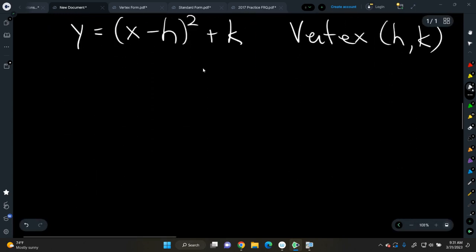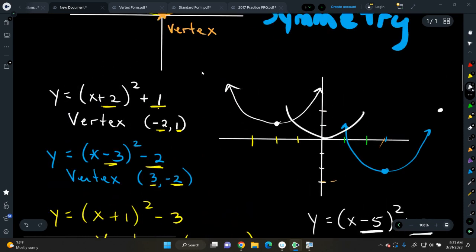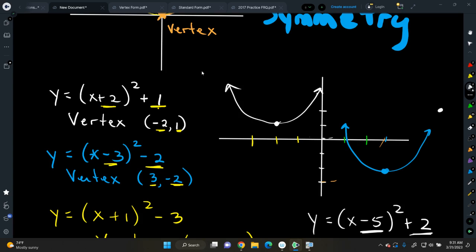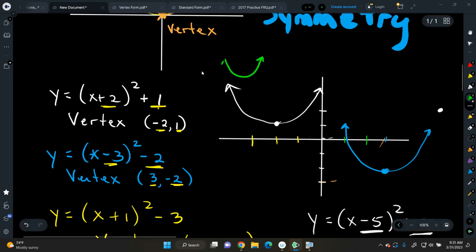So if I look at, well, let me just go back up to the examples I have. So if we look at these graphs, is the vertex representing the minimum or the maximum point? The minimum, yes, right? If the parabola opens up like that, the vertex will be the minimum point. If it opens down, if it's an upside down bowl, the vertex will be the maximum point.